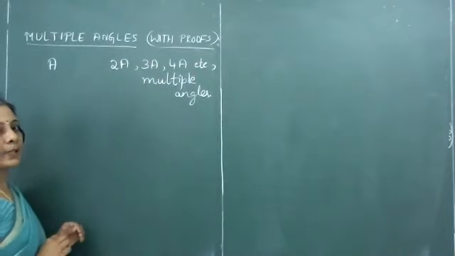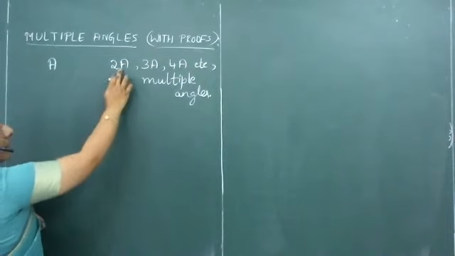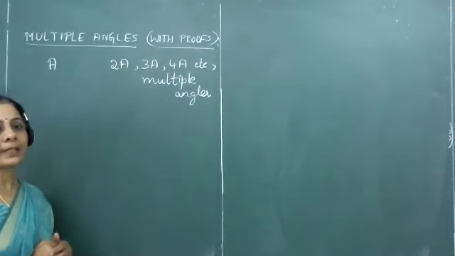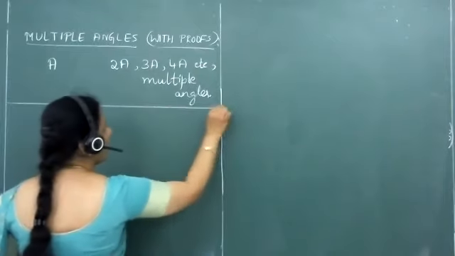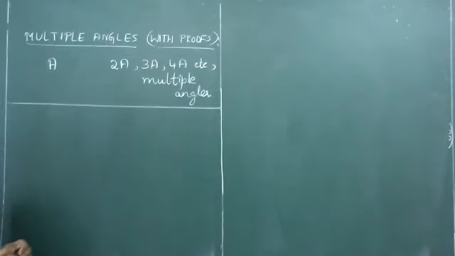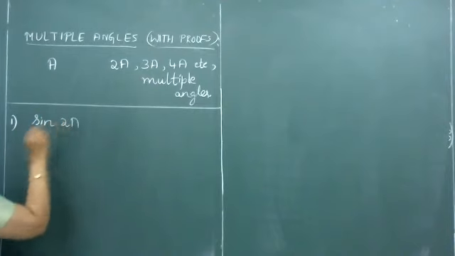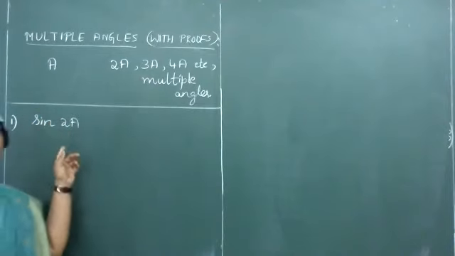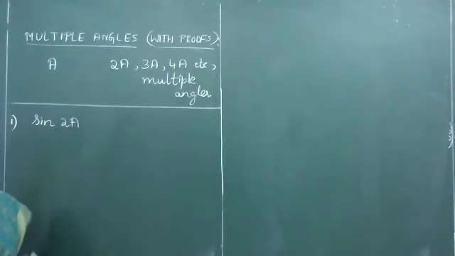Now here in this particular topic, we are trying to find out what will be the trigonometric ratios of these kind of multiple angles. So let us see the formulae one by one with their respective proofs. We shall consider the first one, sin 2A. I have to find out the formula for sin 2A. Multiple angle 2A, trigonometric ratio comes as sin.